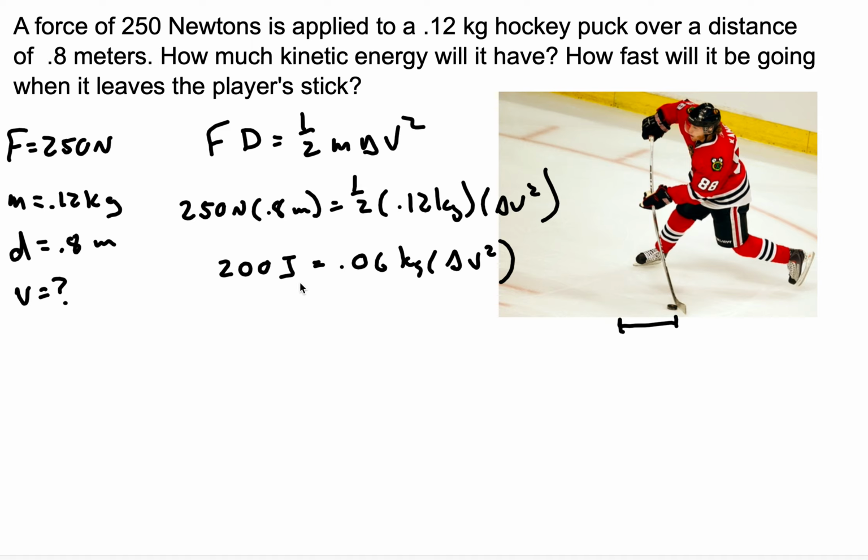Tell me if my mental math is wrong. You guys can always correct me. Then I'm right? Okay. So then we want to get rid of that 0.06, so we have to divide both sides by 0.06. That'll go away. Change in velocity squared. Now that one I can't do in my head.